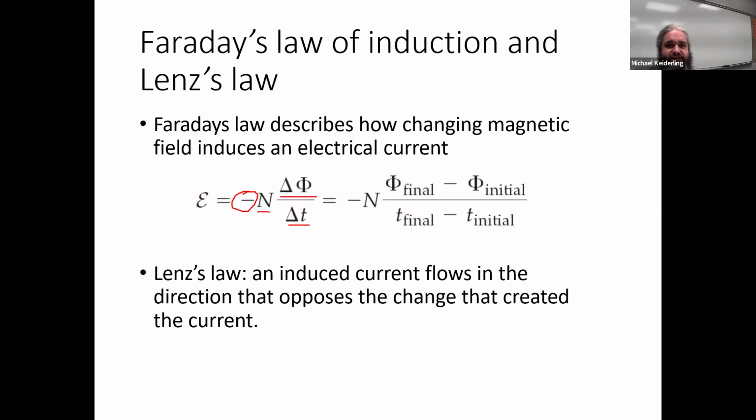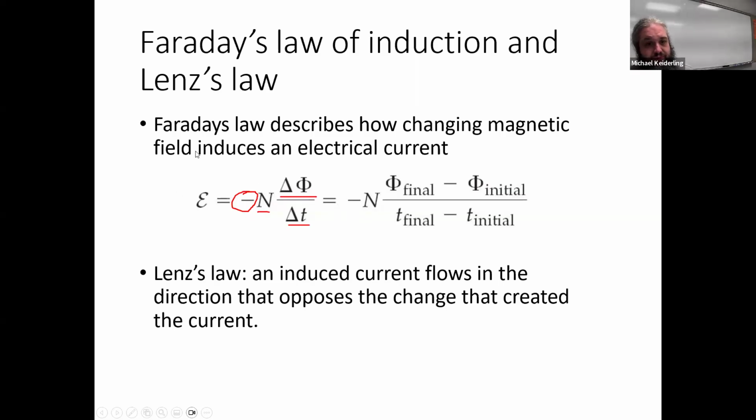Faraday's law of induction describes how a changing magnetic field induces an electric current. The induced voltage, or electromotive force, is minus the number of turns times the change in flux over the change in time. It's negative because it will flow in the direction that opposes the change of the current. That's Lenz's law.